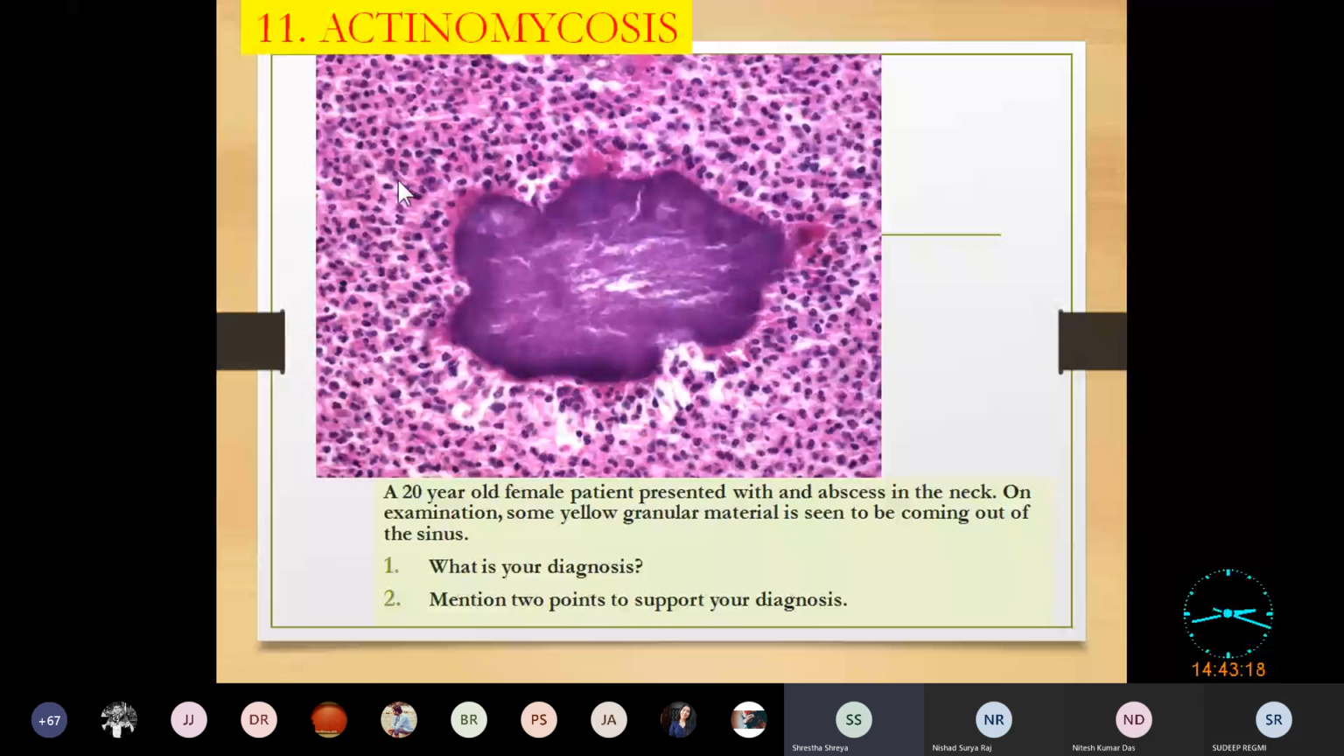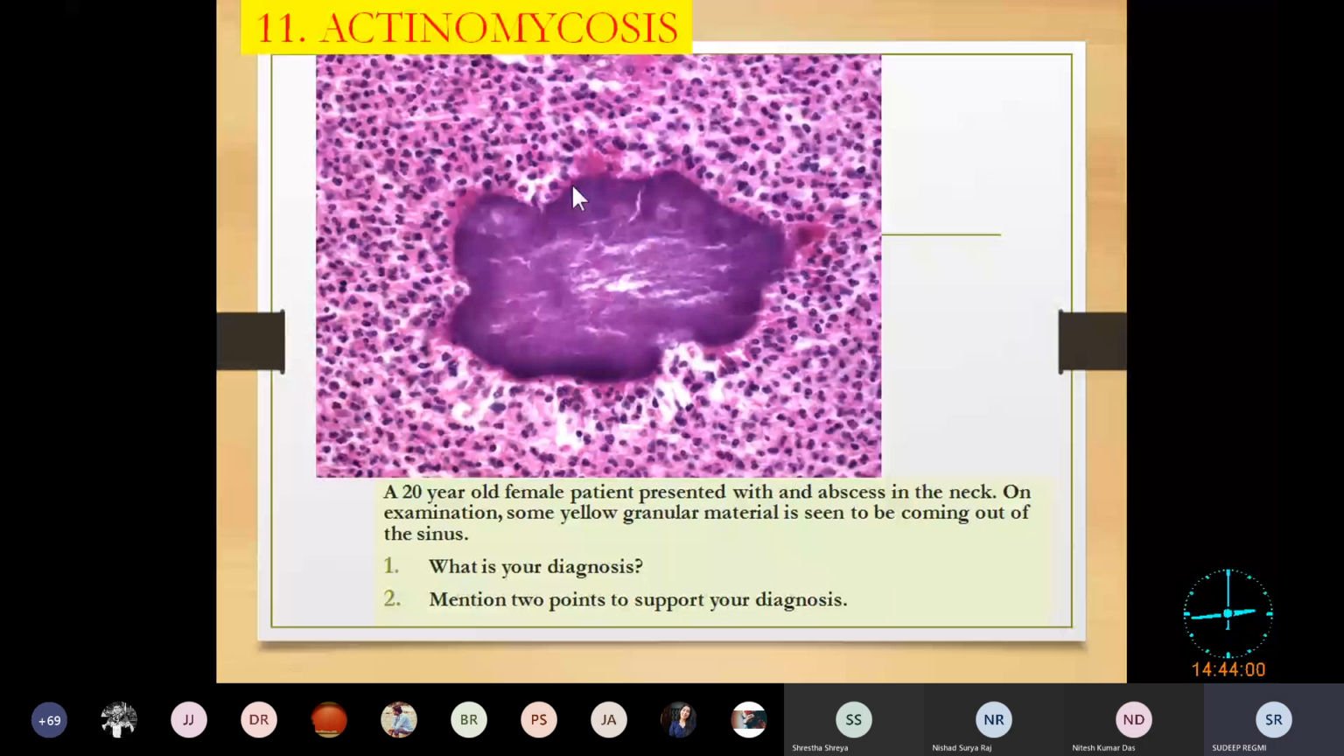Basophilic filamentous colony in the center. Very good. Basophilic filamentous colony of organism or bacteria in the center. Okay, and what else? Splendore-Hoeppli reaction around the colony. Very good. Splendore-Hoeppli phenomenon or reaction is seen around. Can you see this? If you see nicely, just surrounding the basophilic filamentous organism, you can see there is an intense eosinophilic reaction. This is the Splendore-Hoeppli phenomenon.